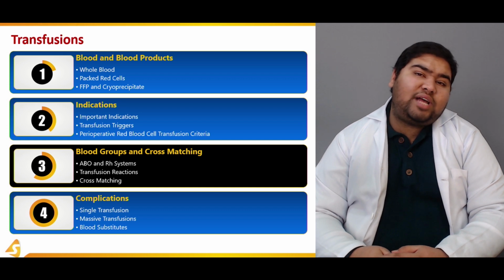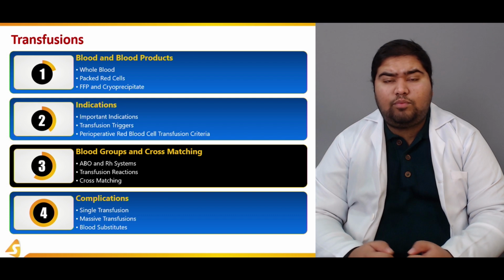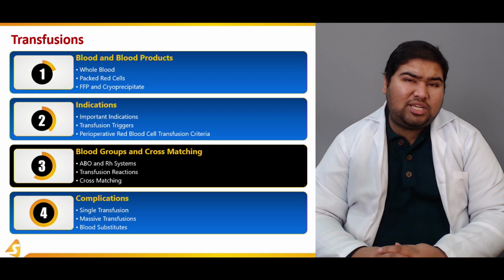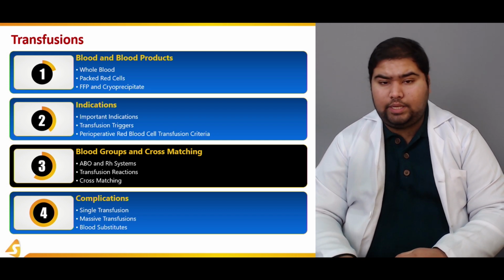Then we'll talk about the transfusion reactions that might occur when the blood is transfused from one patient to the other. And finally, we'll talk about cross matching as how the compatibility between two types of blood is determined.